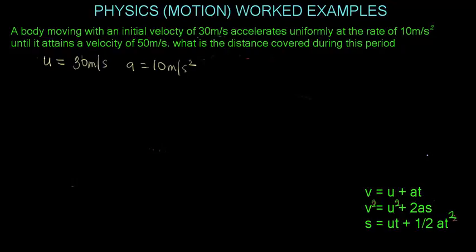So this is another 50 meters per second, and that's what we call the final velocity. That is v, which is equal to 50 meters per second. And then they ask us what is the distance covered during this whole period, and that's our s, the unknown.